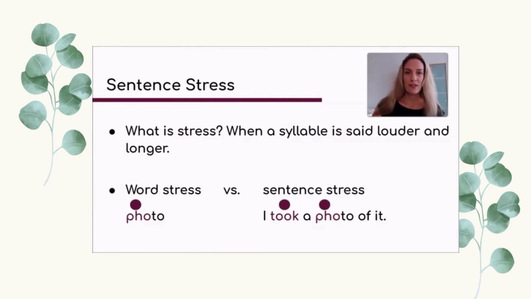And then sentence stress really means which words within a sentence or an utterance are stressed. So I put the word photo in a sentence for you, and we've got, I took a photo of it. So took and photo are the main words that are stressed in the sentence. I took a photo of it. You can actually hear it. They're a little bit louder and a little bit longer than the other syllables.